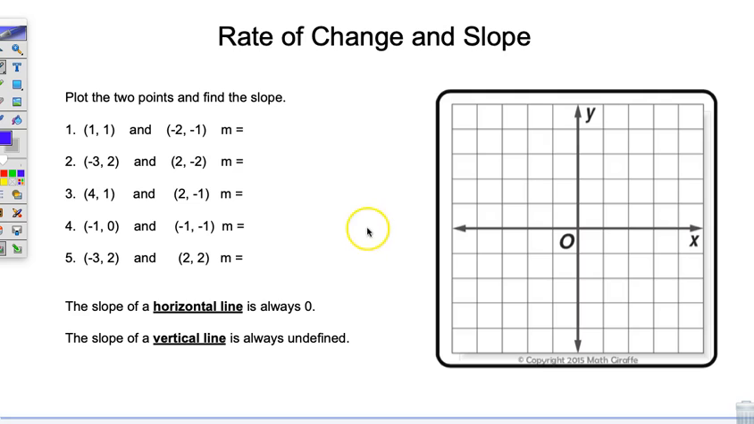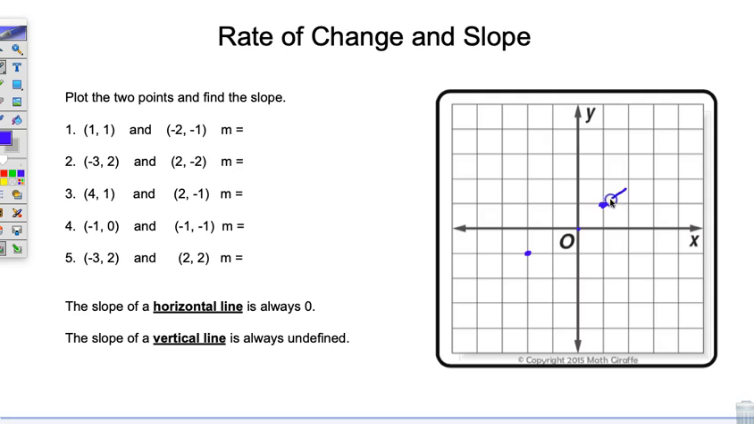On this last slide, there are a bunch of problems for you to actually try and graph. So I'm going to do a couple of them, but I'm not going to do all of them just because it's going to make a lot of lines here on my graph. So I'm going to do the first one, and then I think I'll do the last two. So with the first one, it says plot the 2 points and find the slope. So I'm first going to start at the origin. I'm going to plot (1, 1). So I go over 1 and up 1. There's my first point. The second coordinate is (-2, -1). So I start at the origin, move to -2, and then down to -1.